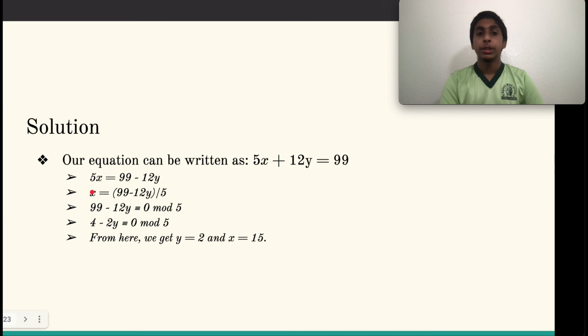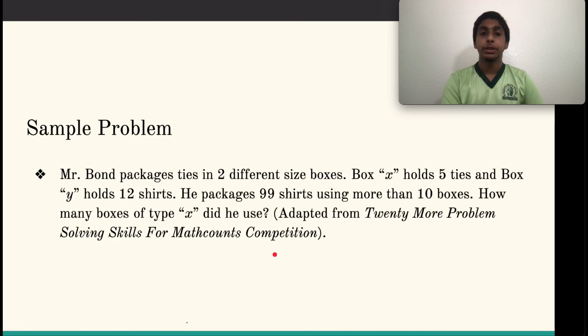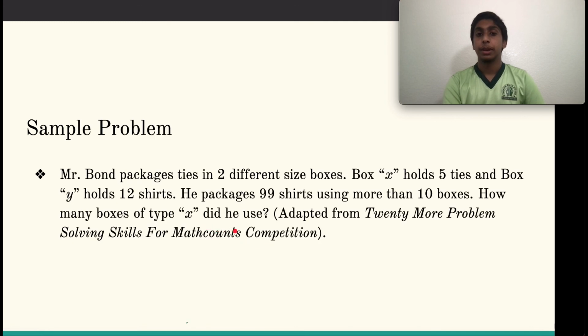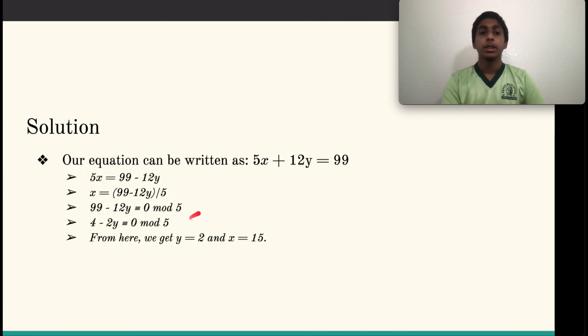So basically we turned this x into 0 mod 5 because there's no remainder, and we simplified, and then we got y is equal to 2. We plugged back in and we got x is equal to 15. So based on that, we found our solution. What this is saying is he used 15 boxes of type X. Okay, so that's how we found our solution.